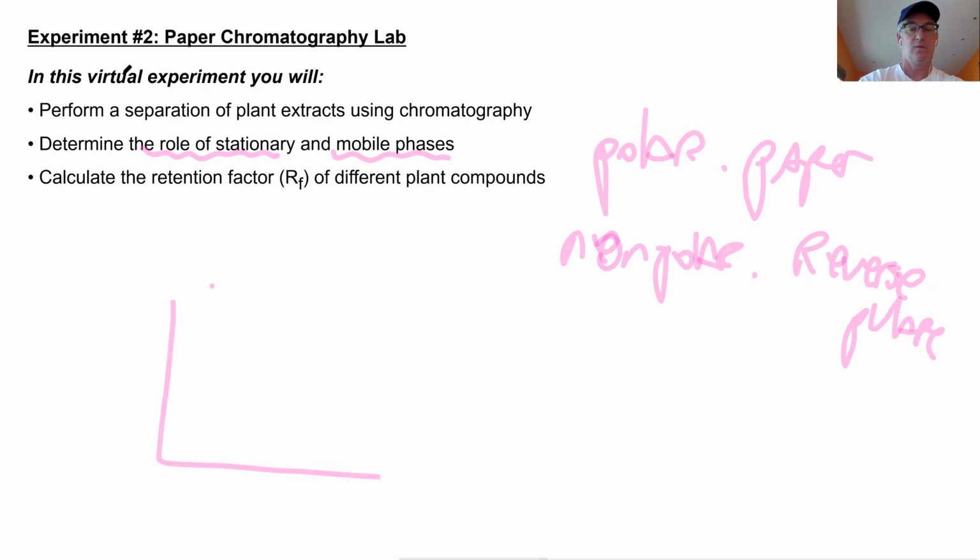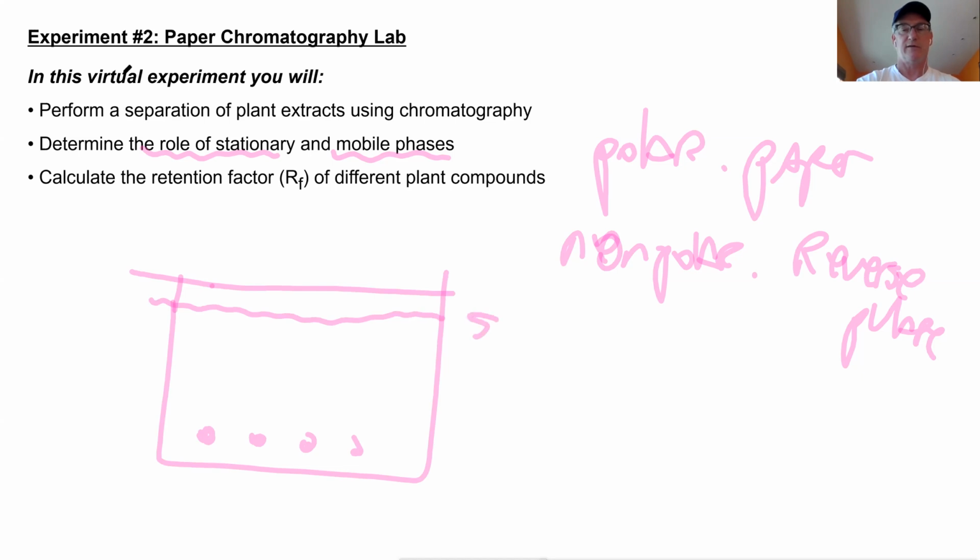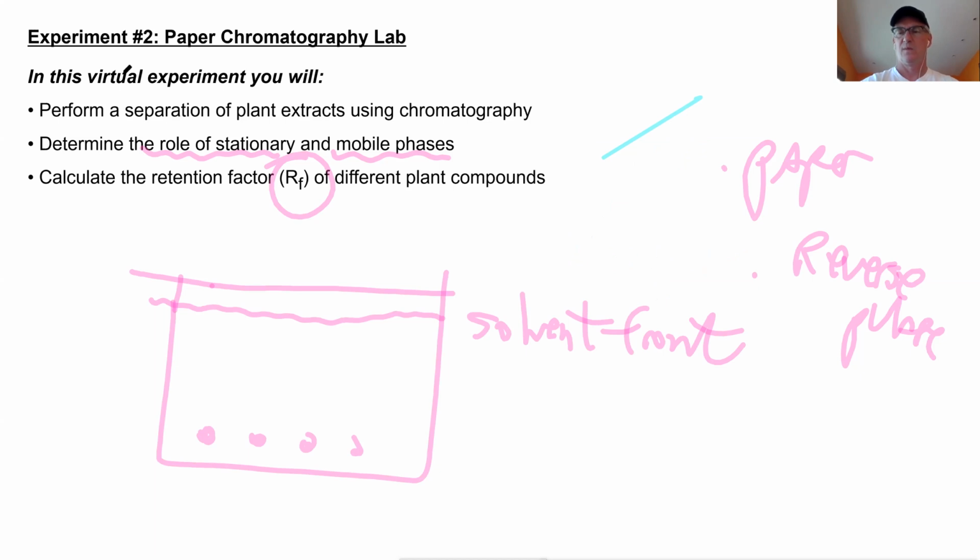So here's our spots. And you already mentioned that how far the solvent goes is the solvent front. What is the retention factor? What does that mean? What's the RF?